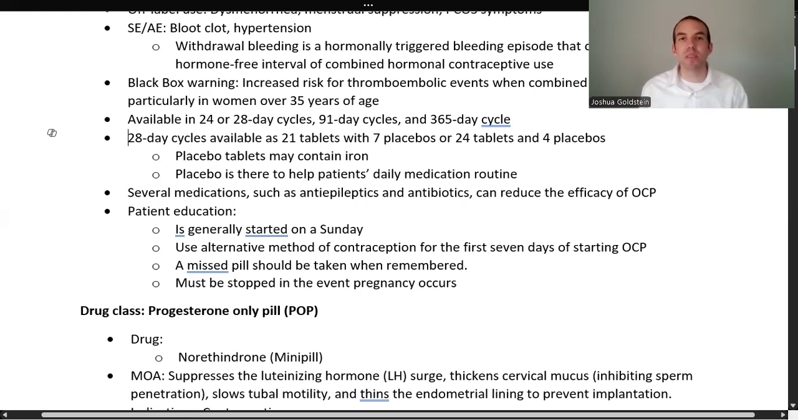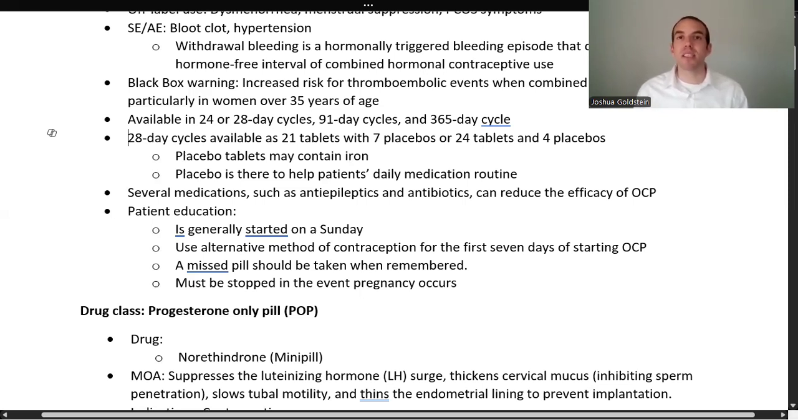The classic examples of this are the anti-seizure medications and the antibiotics. If a patient's a female of childbearing age and they're taking birth control and they are put on antibiotics or anti-seizure medications, we do have to educate them, or the provider has to change their medication or their method of contraception, because the birth control may not work as well.